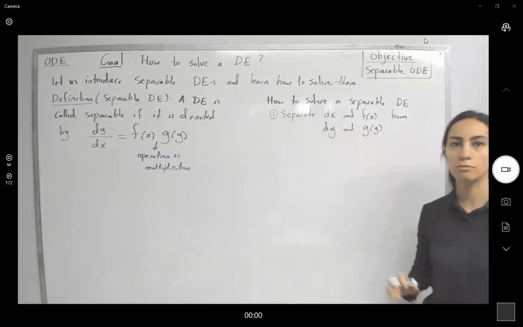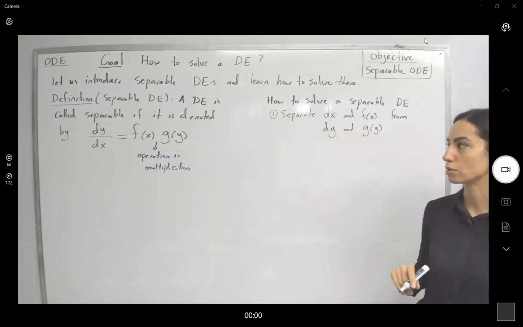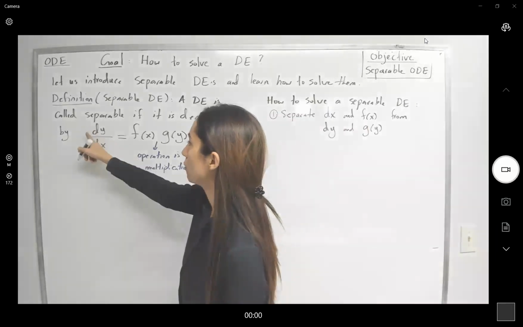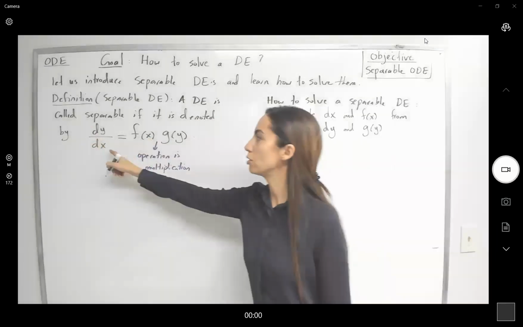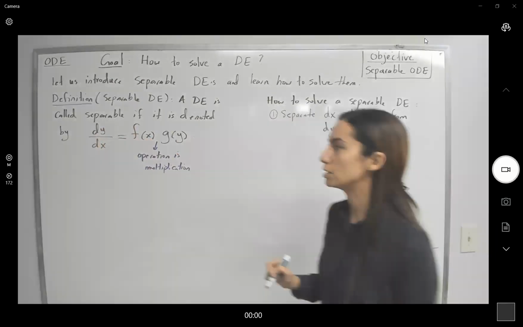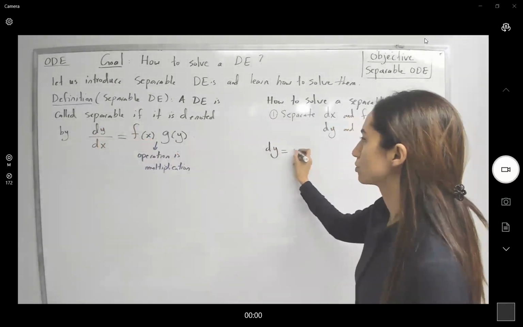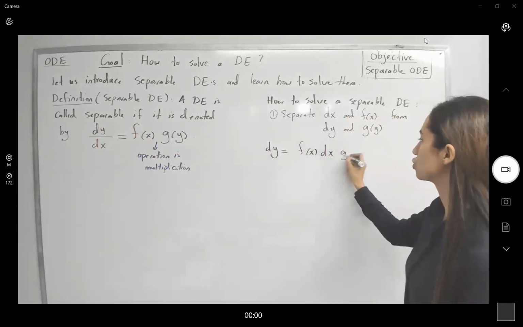How do we separate them? We write them on different sides of the equation. Take a look at this. Here I have dy over dx equals f of x times g of y. What I'm going to do is multiply both sides by dx. I get dy equals f of x dx times g of y.